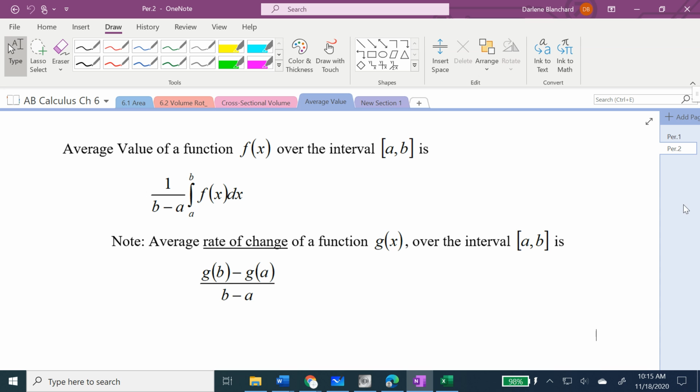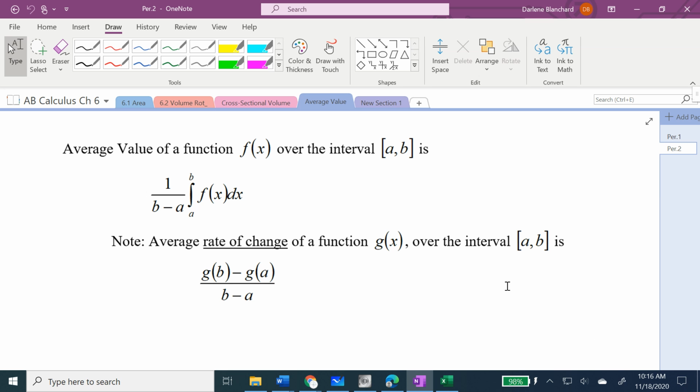So here's our average value. If we are asked for the average value of a function f, we use this formula. If you're asked for the average rate of change of a function, you're actually finding the slope between the endpoints. So these are two places that the word average will show up. Now, do you feel bothered by having two different formulas?